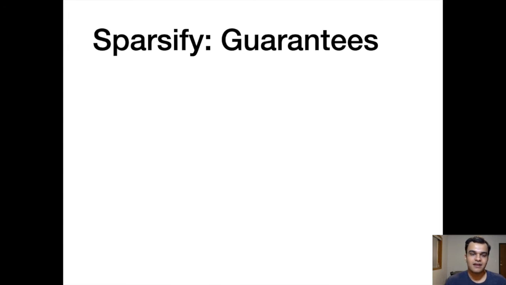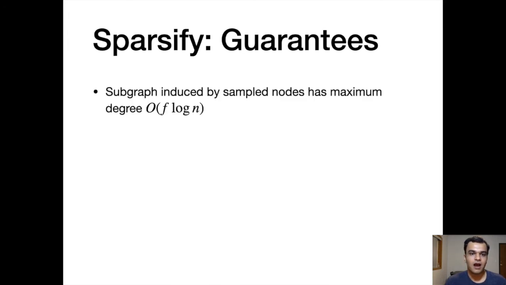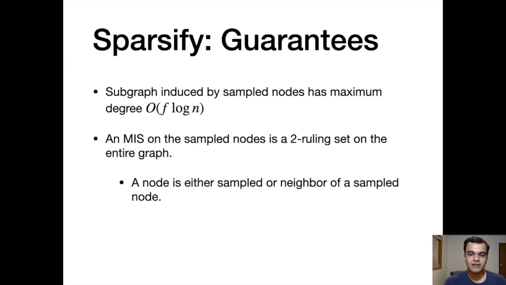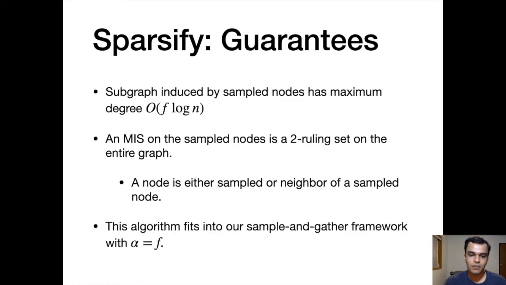The guarantees that are given by Sparsify are that the subgraph induced by the sampled nodes has a maximum degree of f log n. Notice that an MIS on the sampled nodes is a two ruling set on the entire graph, because a node is either sampled or it is the neighbor of a sampled node. We show that this algorithm fits into our sample and gather framework with alpha equals f.